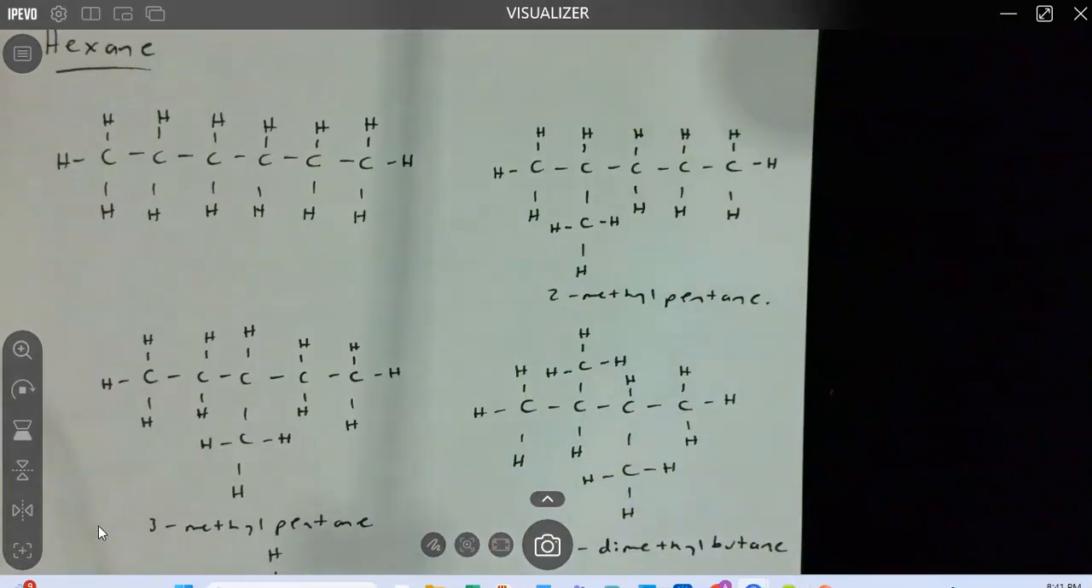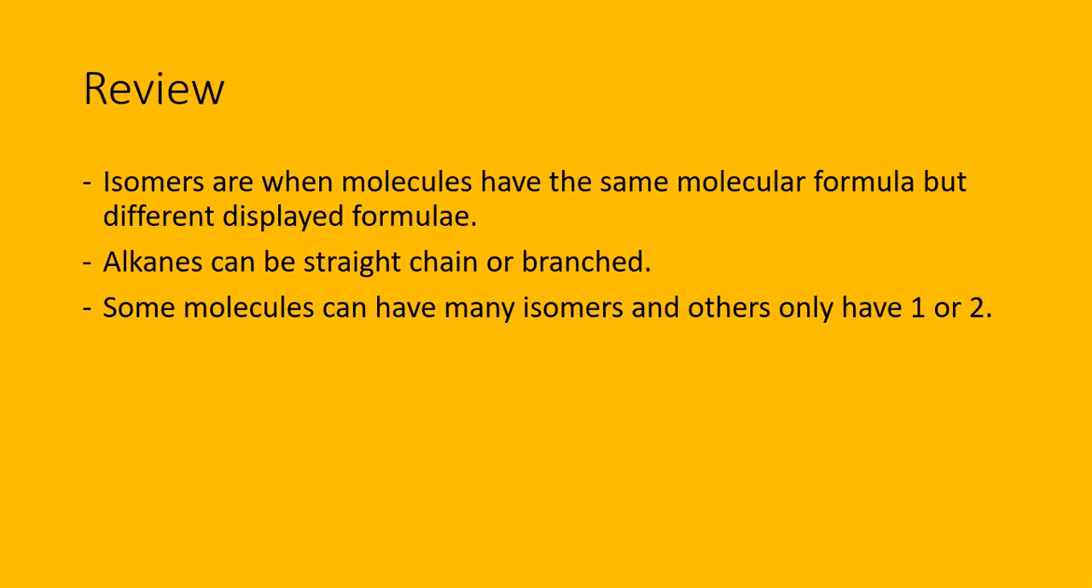So do play around and practice drawing these isomers. At GCSE, you might be expected to draw some isomers of up to 5 carbon atoms, but that would be stretching it. But it doesn't mean that you couldn't practice bigger molecules, so that when you get the simpler ones, you are able to do it. So now, just to summarise, isomers are when molecules have the same molecular formula but different displayed formulae. And alkanes can be straight chain or they can be branched. And some molecules can have many isomers and others only have 1 or 2.